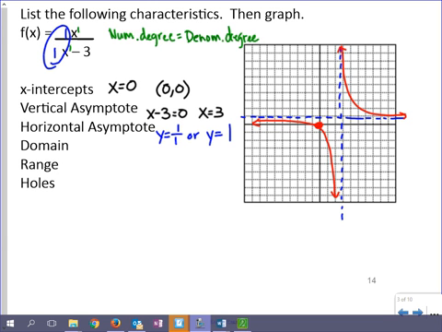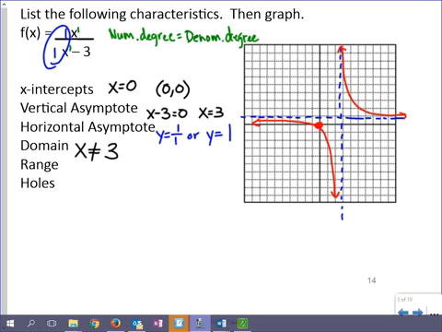Remember, domain is everything that you can put in for x and still get answers back out for y. Do you have any restrictions to your domain? Are there any x's that don't work? X cannot be 3. You're always going to include a vertical asymptote in the restriction to the domain because that's the thing that could make your denominator equal 0, and we can't have undefined answers.